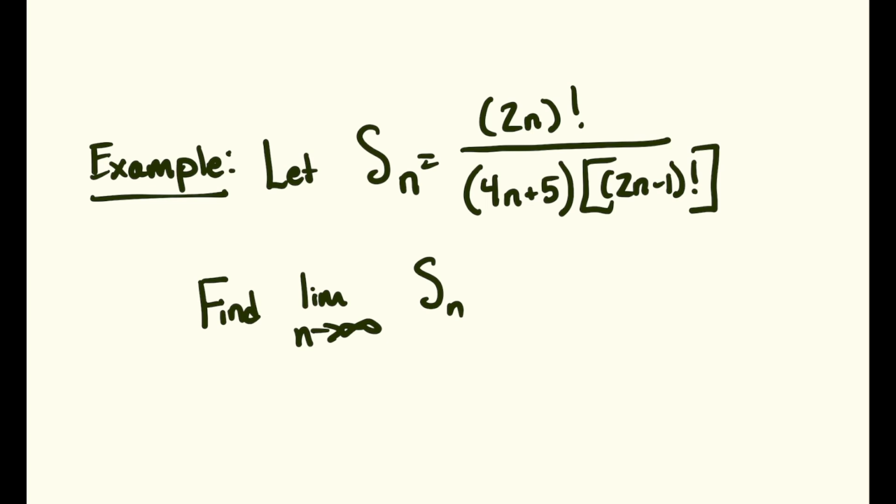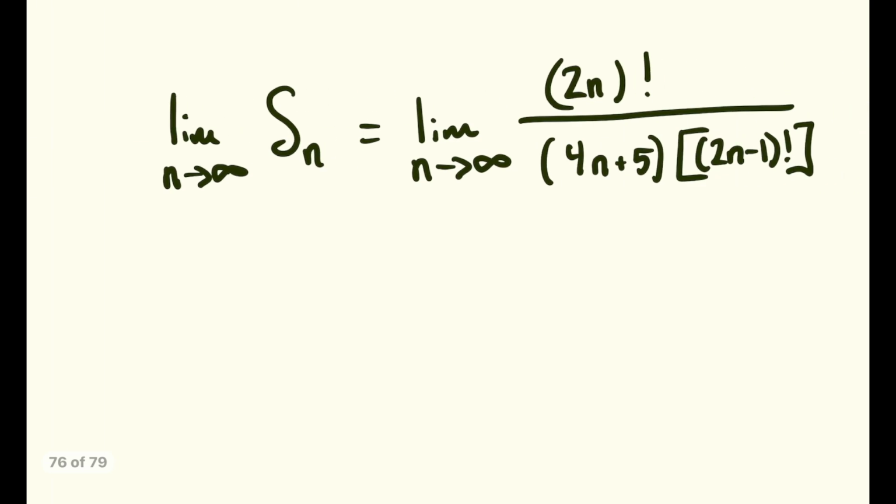So we're starting this problem with a bunch of factorials. We're looking at a sequence that we call S sub n, and we want to find the limit as n goes to infinity of that particular sequence. So the first thing we're going to do is take our sequence and substitute everything that represents our sequence in there.